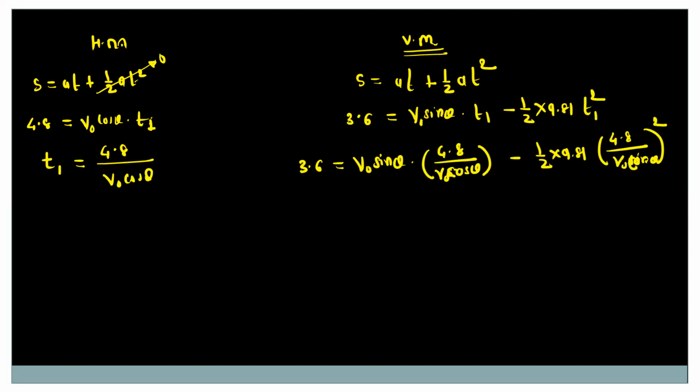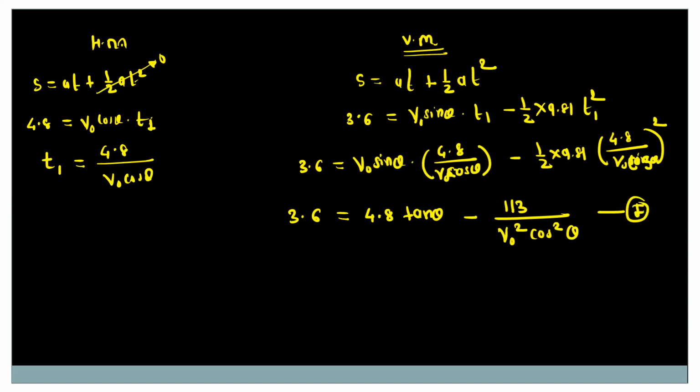So you can simplify this equation. So you will get the equation as 3.6 is equal to 4.8 tan theta minus, so you can simplify, 1 by 2 into 9.81 into 4.8 square. Okay, so this value is approximately 113 upon v naught square cos square theta. Okay, so consider this as equation 1.